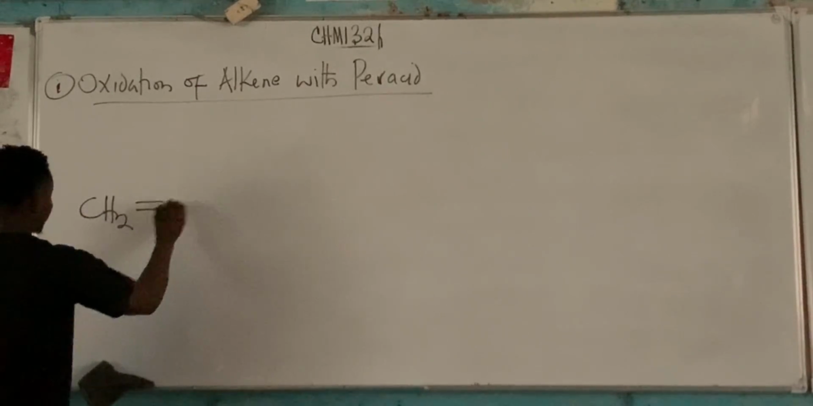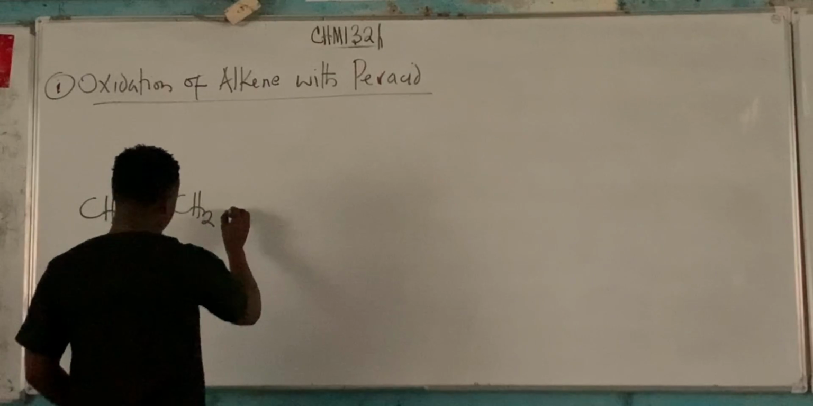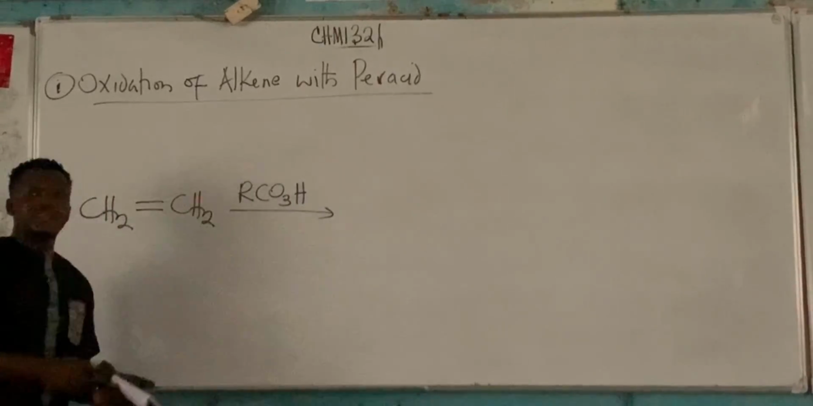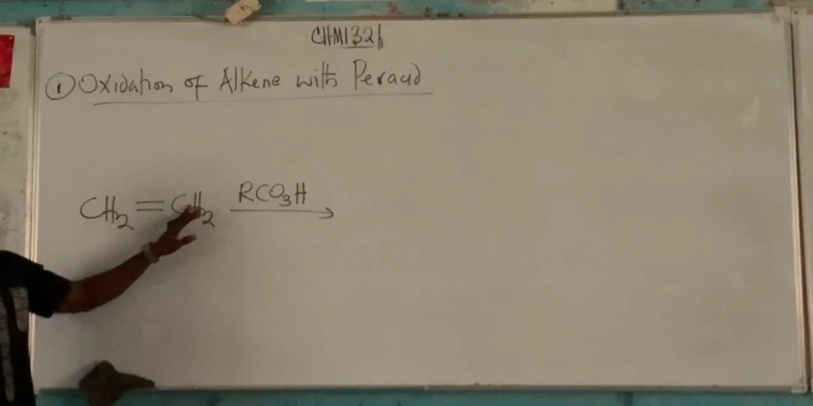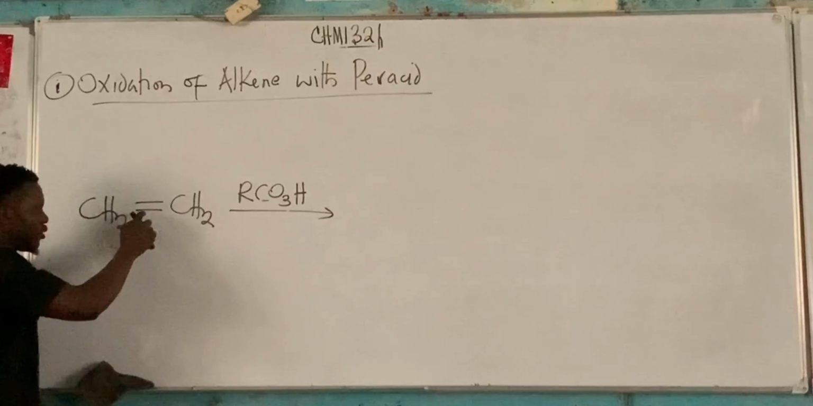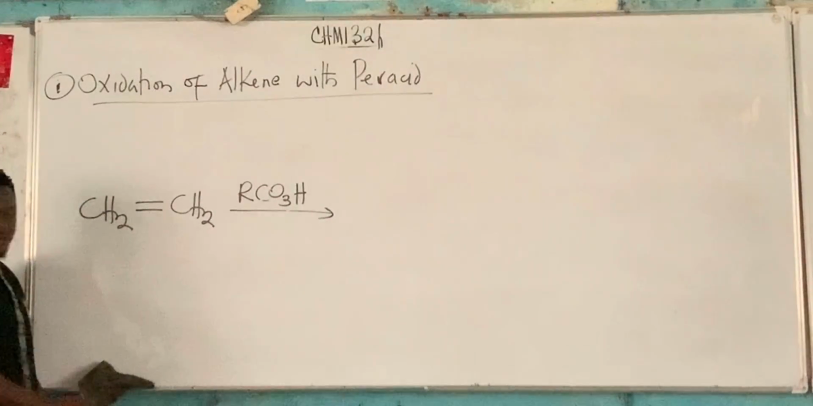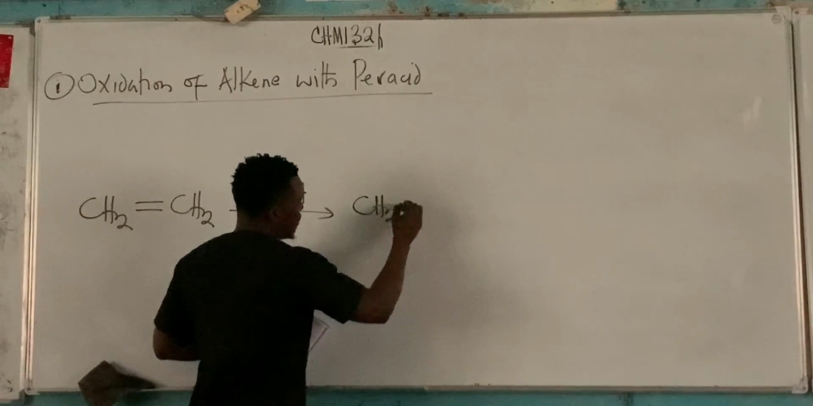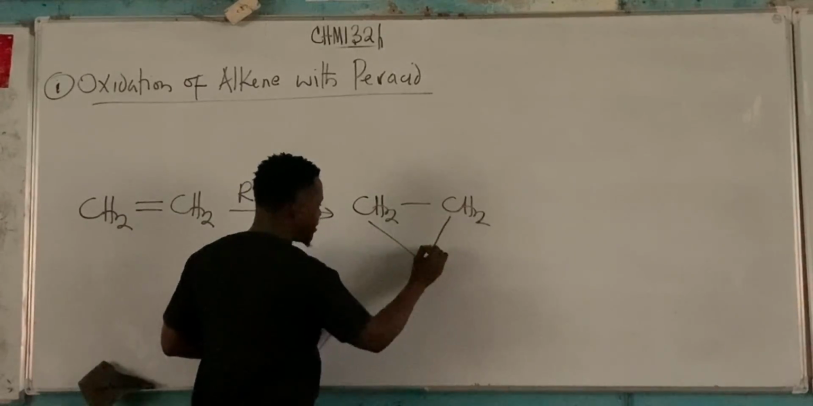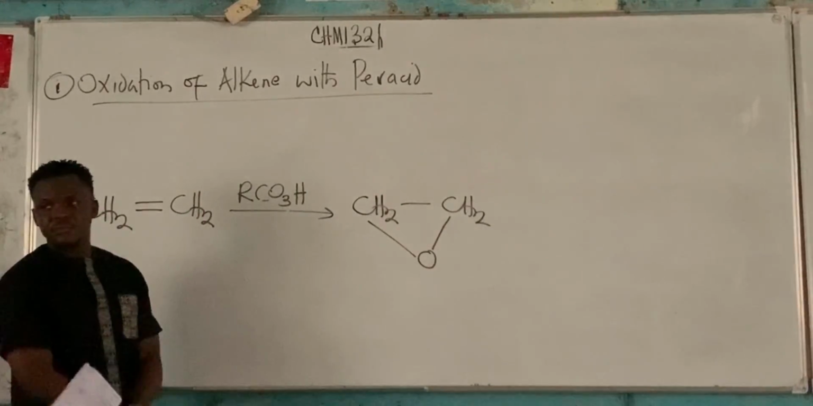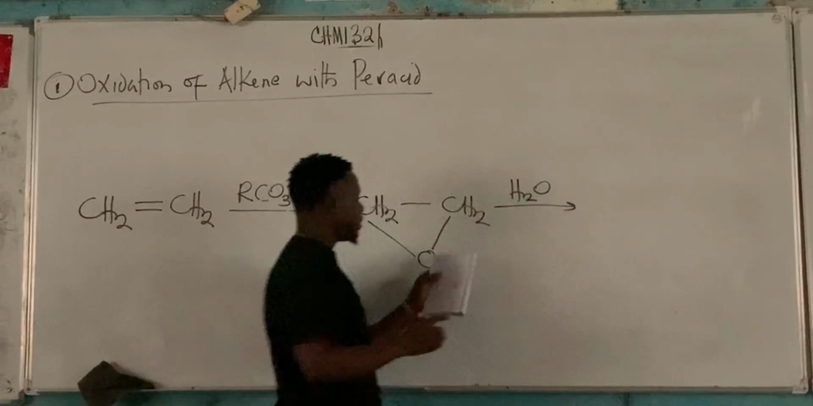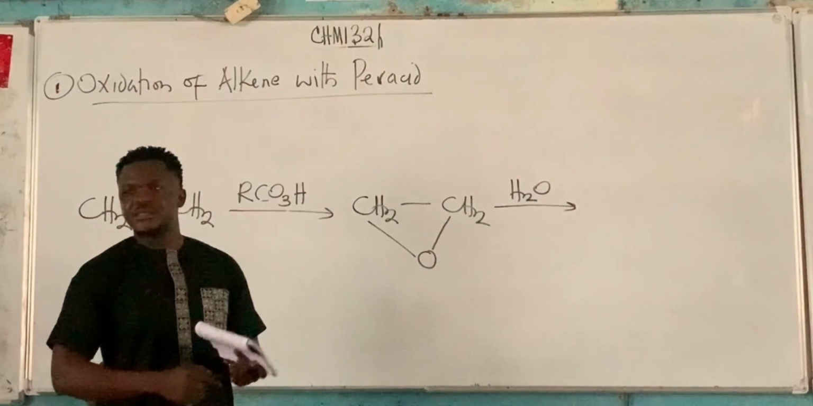So we have this. Now, if you look at this guy, this is the alkene, and this is the per acid, RCO3H. It is going to break one of these bonds and form an epoxide. That extra oxygen that was added here will now be released. This is how an epoxide looks. Now when you add water to this guy, it will open up to give a trans diol.